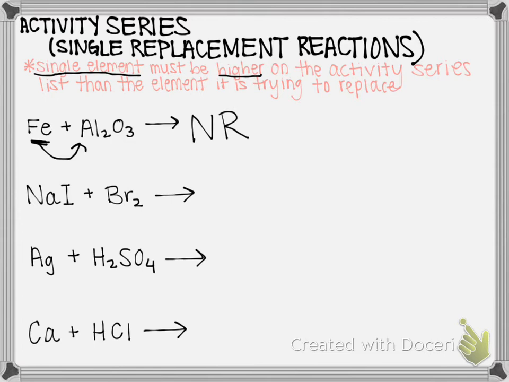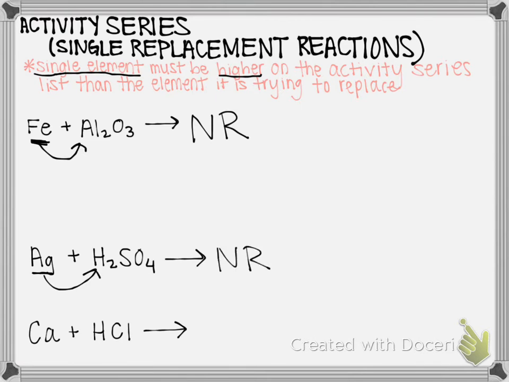We're actually going to erase this one. Not a good example. Okay, the next one, Ag and H2SO4. So the single element is going to try to replace the one in front, or the other cation. And so if you look on your list, silver is below hydrogen, and so it cannot replace it, so it's no reaction.